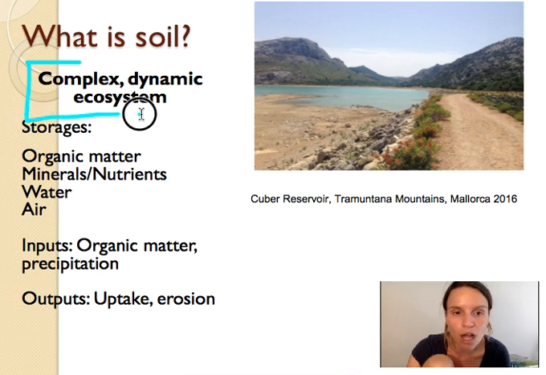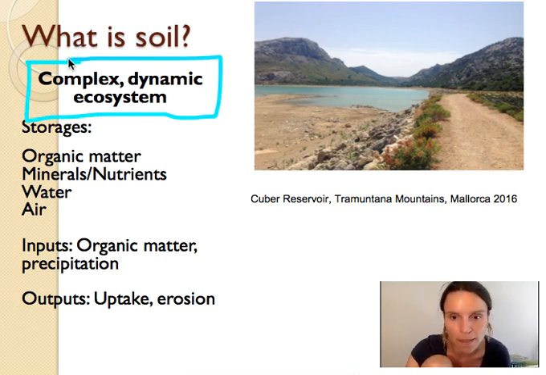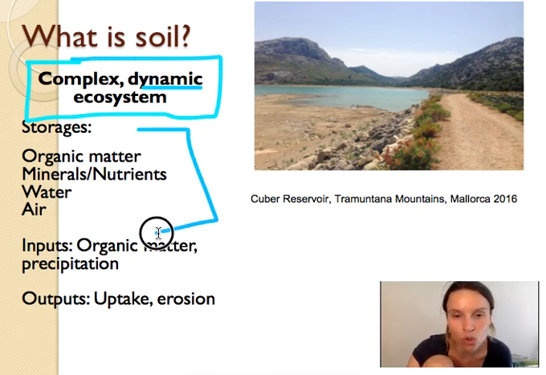Soil on its own is a complex and dynamic ecosystem. It is a system where there are inputs and storages and outputs. And since it's dynamic, materials are constantly moving between the inputs, the storages, and the outputs. So let's take a look at what some of those are. The storages in a soil system are organic matter, minerals and nutrients, air, and water.